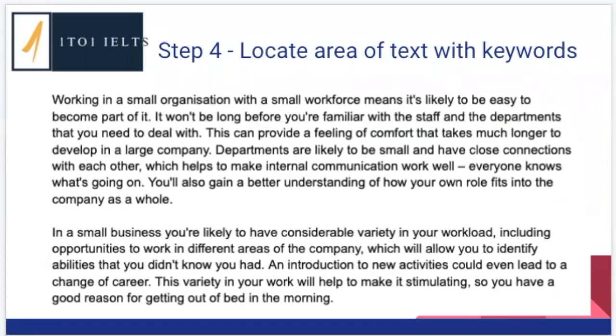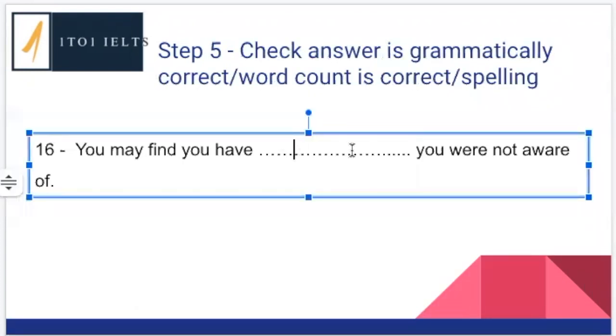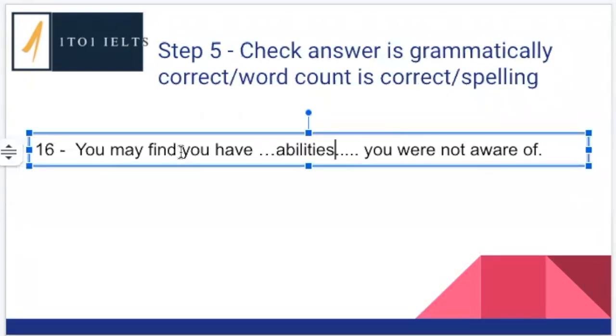Okay, that's good. And then the word is the noun we're looking for. So we want to find a noun, one word, abilities. Let's put this in and check it works. You may find you have abilities you were not aware of. Okay, that looks like it fits. Does it make sense we have a plural noun here? Why do we have a plural noun?